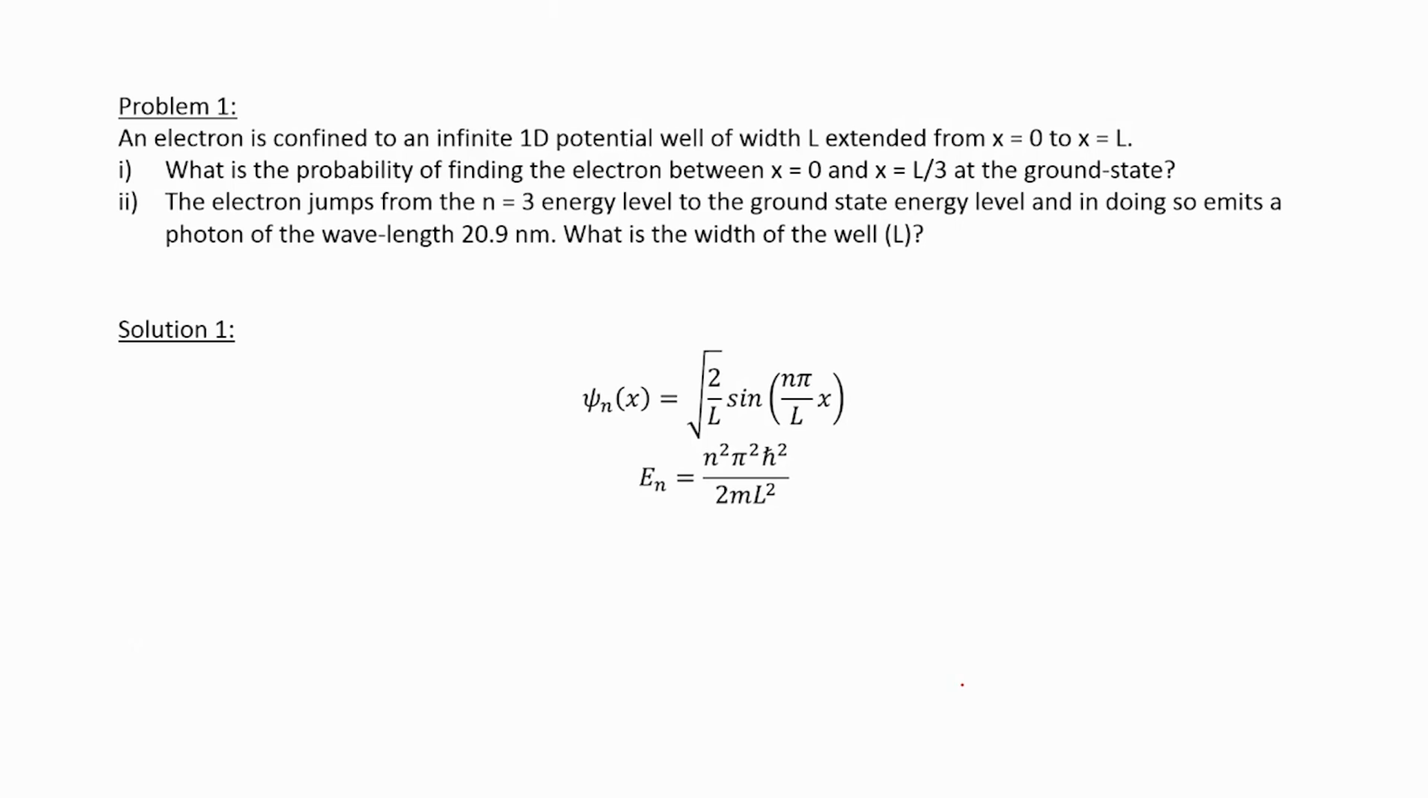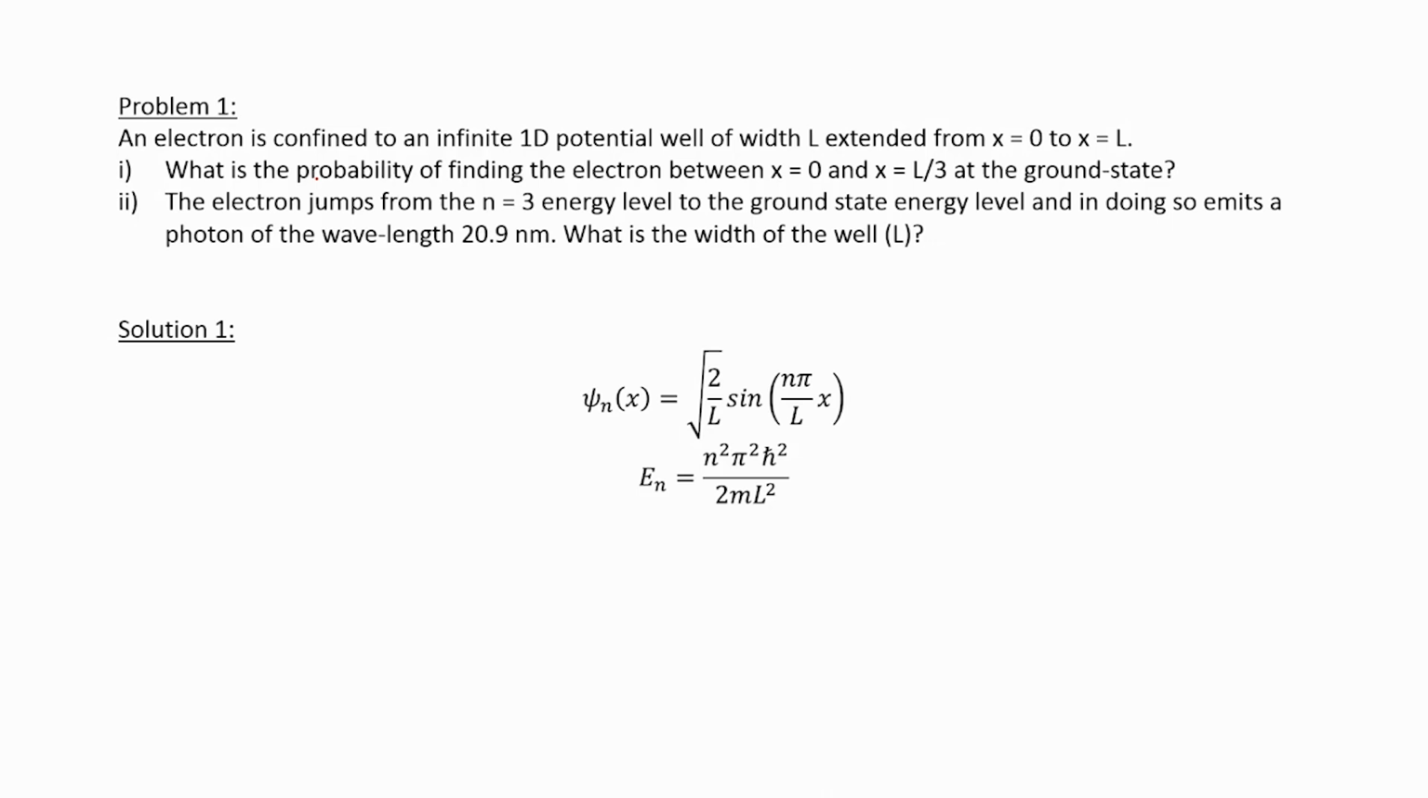This is from quantum mechanics. The problem states that an electron is confined to an infinite 1D potential well of width L extended from x equal to 0 to x equal to L. First, you have to find out the probability of finding the electron between x equal to 0 and x equal to L by 3 at the ground state. Second, if the electron jumps from the n equal to 3 energy level to the ground state energy level, and in doing so it emits a photon of wavelength 20.9 nanometer, then what will be the width of the well.